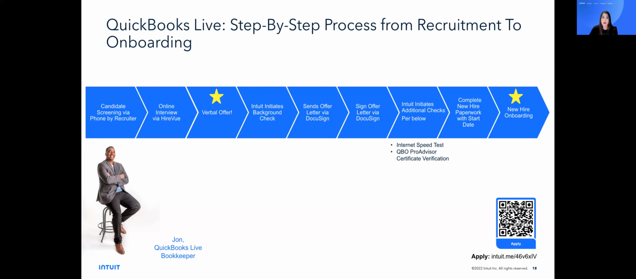Once you accept your offer, Intuit will prompt you to initiate your background check via a third-party vendor called HireRight. Your offer letter will then be sent to you through DocuSign, and you'll sign and do everything electronically.